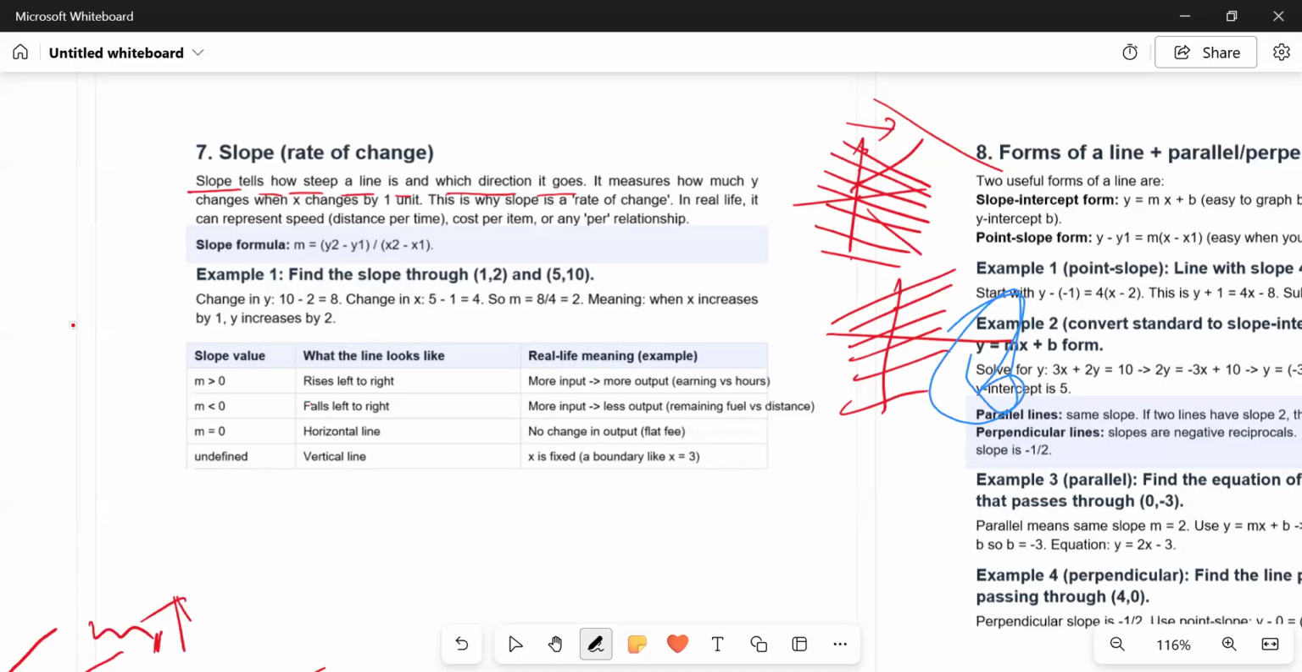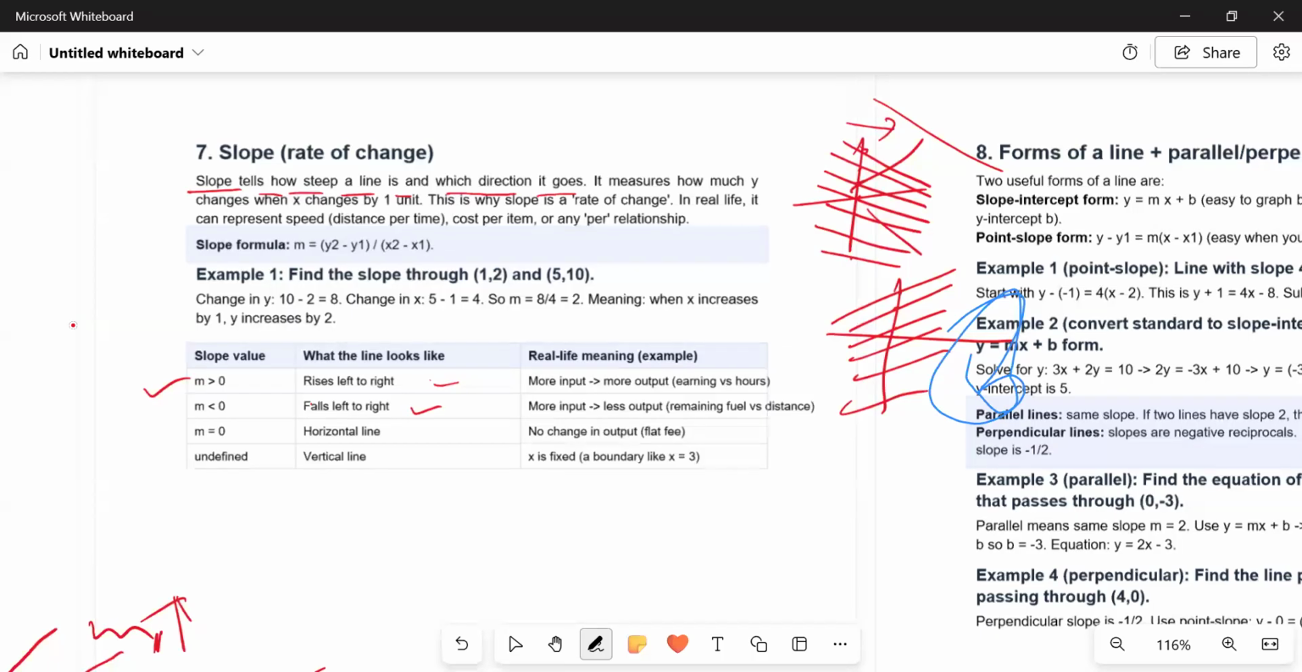Okay, now when m is greater than 0, it means the line rises from left to right. I have been explaining this; there is nothing more to explain here. When m is less than 0, which is negative, it falls from left to right. So at the left, it is the highest value, and as it goes towards the right, the value of y is falling. When m is equal to 0, it's a horizontal line on the x-axis.